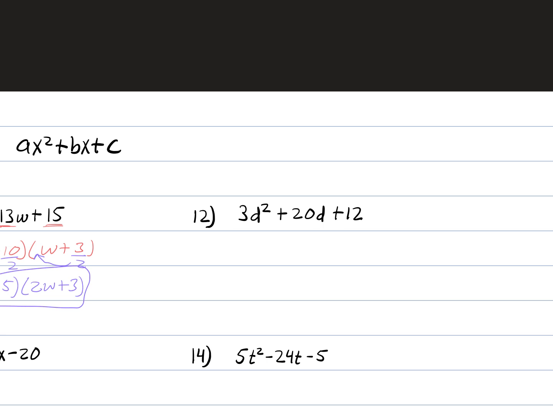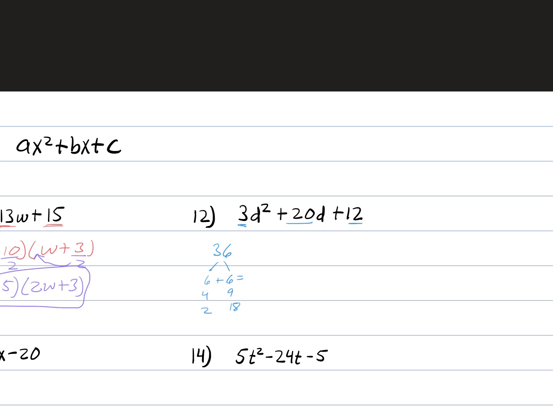Between 3, 20, and 12, I don't have a greatest common factor, so I'm just going to do first times last. 3 times 12 is 36. So I need factors of 36 that add to 20. Maybe we don't know that off the top of our head. Let's start thinking of factors. 6 and 6, 4 and 9, 2 and 18.